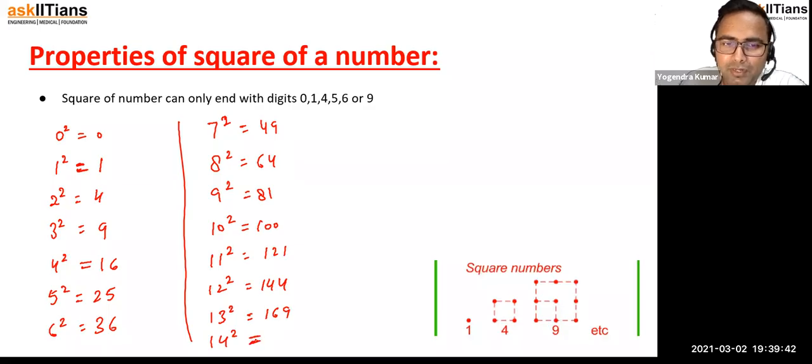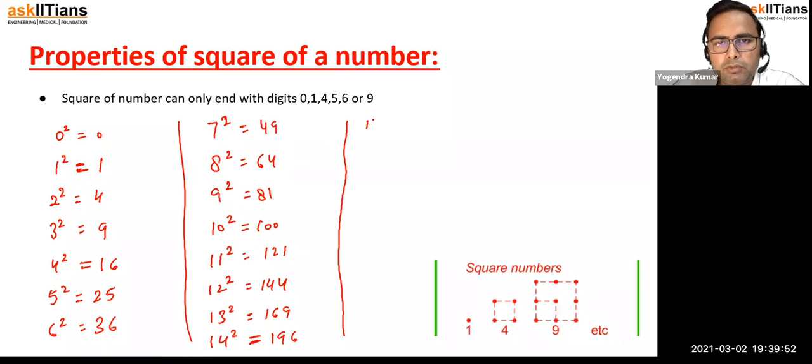14 square will be 196, I think, right? Yeah, 196. Okay, we can see more. 15 square is 225. 16 square will be 256, right? I hope you are getting it. Try to remember as many as possible, because it is going to help you in calculation, right? As much as possible you try to remember.